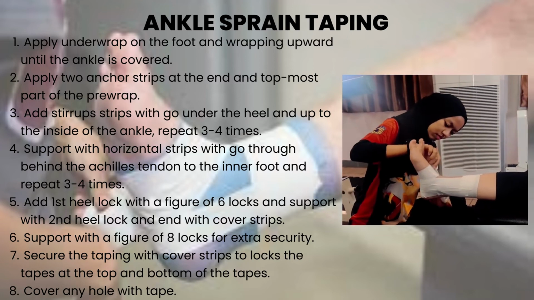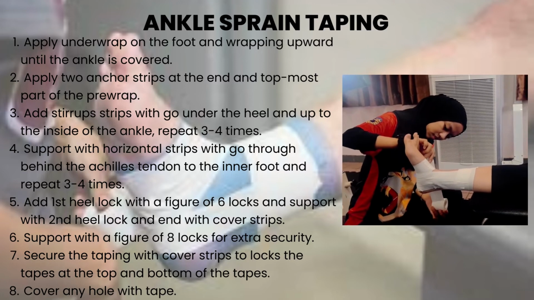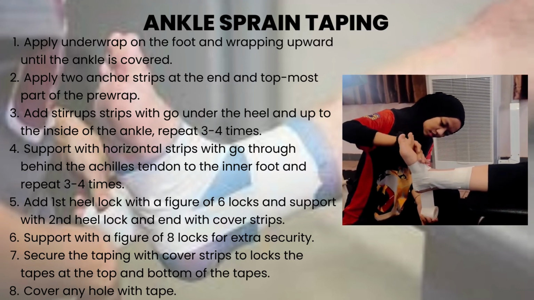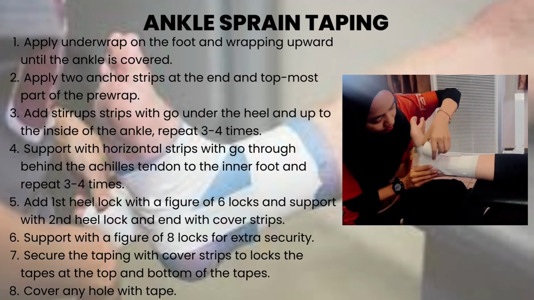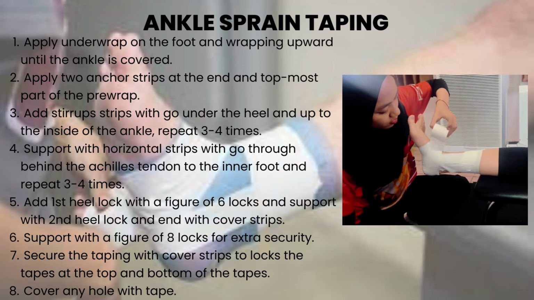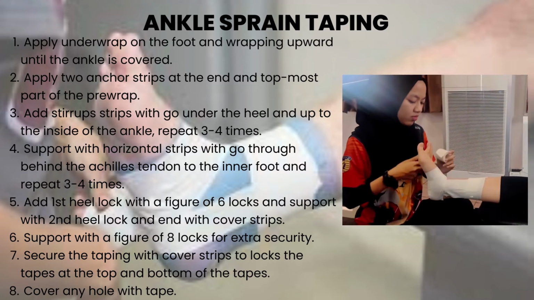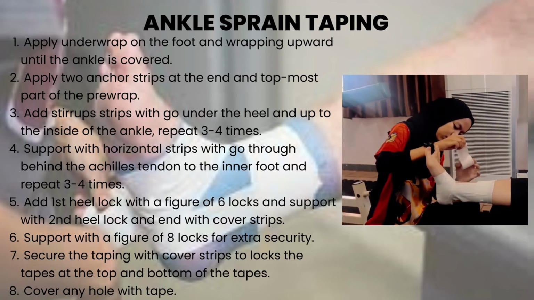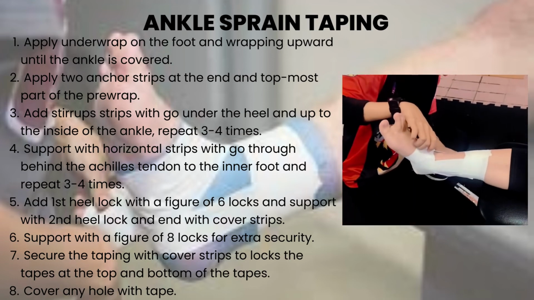Support the stirrup strip by adding a horizontal strip around the ankle. Start the first strip from the lateral, which is the outside of the ankle, and cover half of the ankle strip. Take the tape behind the Achilles tendon to the inner foot. Tear off and attach to cover half of the ankle strip on the ankle's medial side, which is the inside of the ankle, and repeat 3 to 4 times until you cover both ankle bones.